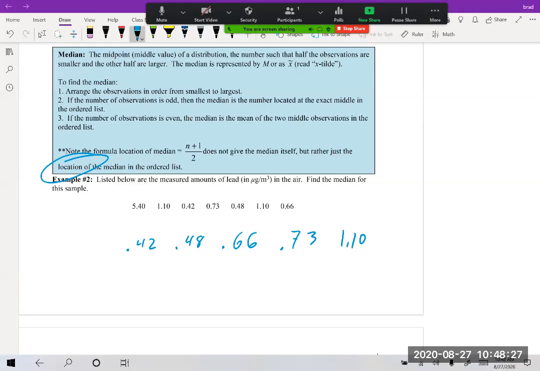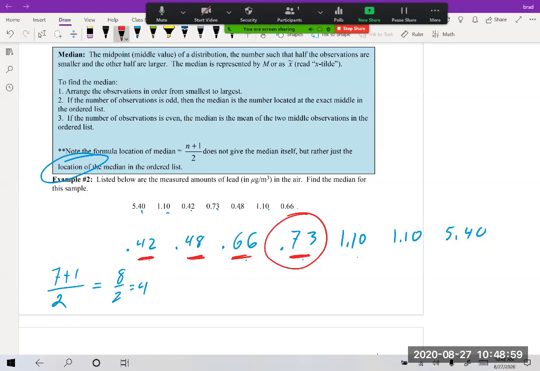1.10, 1.10, and then 5.40. I think that's right. 1, 2, 3, 4, 5, 6, 7. So now, in order to find the location of the median, we do 7 plus 1 divided by 2. And this will give you the median location, okay? And this will be 8 over 2, which is 4. So now all I do is I go 1, 2, 3, 4. So this number right here is my median, okay?